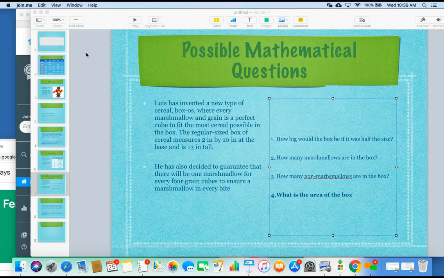Can you hear me? Yep. Okay. Yeah. So I knew that there were 260 pieces of cereal inside the box, including the marshmallows. So then it said that 1 in every 4 grain cubes was a marshmallow. So that meant that I divided 260 by 4 and I got 65.